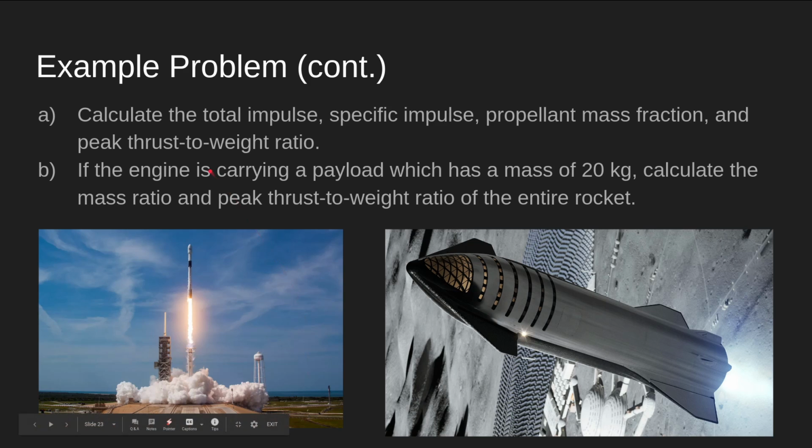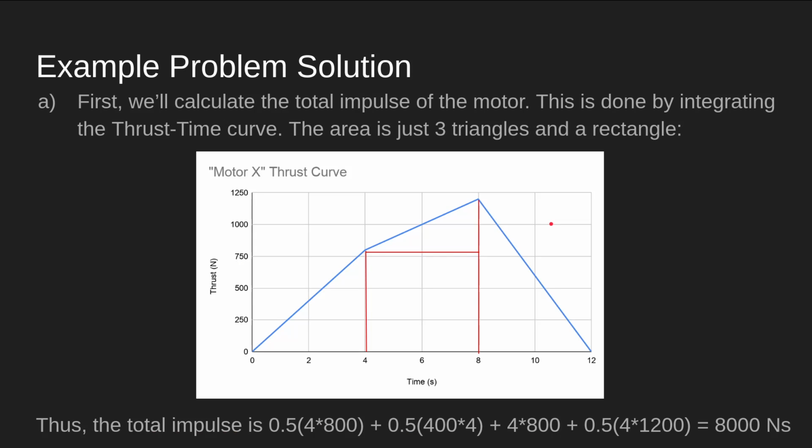So it's a two-part problem. The first part is to calculate the total impulse, specific impulse, propellant mass fraction, and peak thrust to weight ratio of this motor. And then if the engine is carrying a payload which has a mass of 20 kilograms, calculate the mass ratio and peak thrust to weight ratio of the entire rocket with the payload attached. So first thing we'll do, we'll jump into part A.